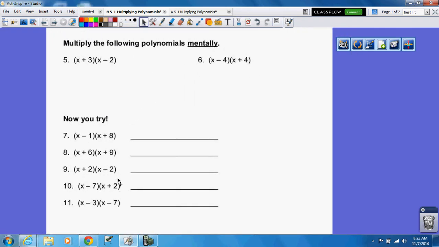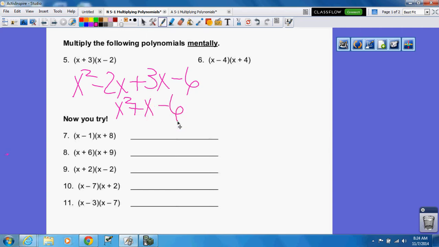Now, what they do a lot of times is they start giving you some problems that they want you to do mental math, because they're thinking that one is so easy that I really shouldn't have to do it for them. So if I multiply these mentally, I know that x plus x is x squared. I know that x times negative 2 is negative 2x. I know 3 times x is a positive 3x. And I know 3 times negative 2 is a negative 6. So when I combine my like terms, I get x squared plus x minus 6.